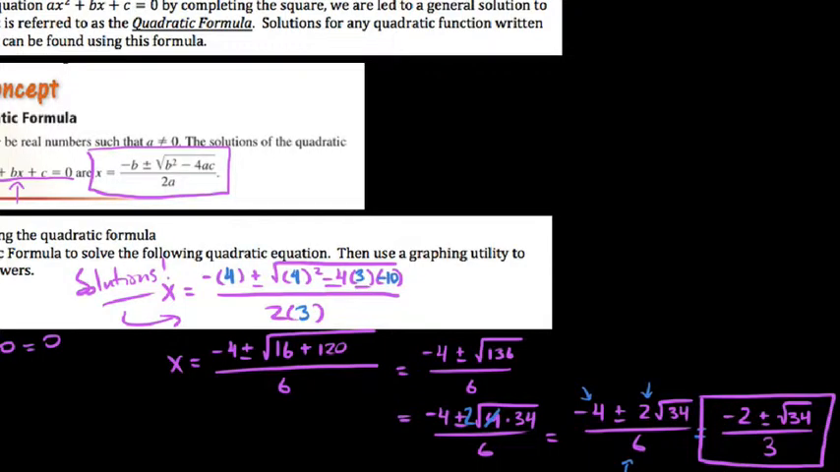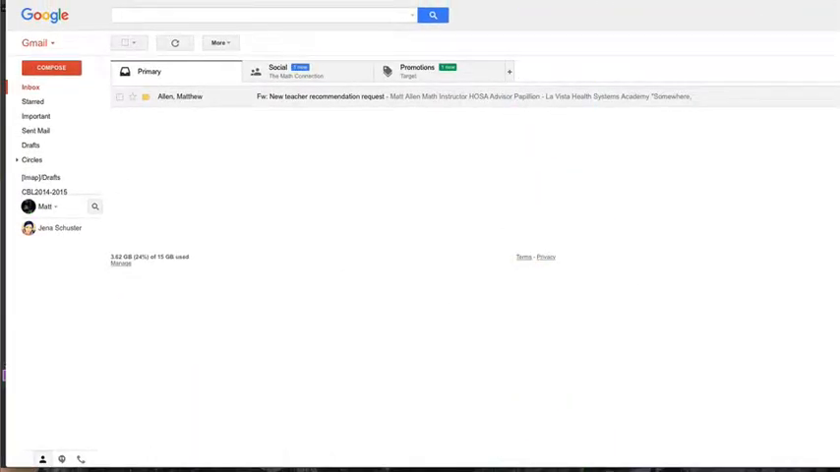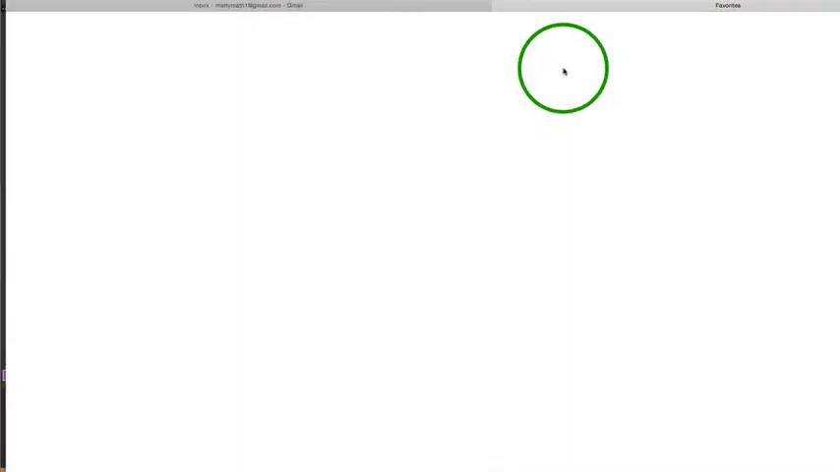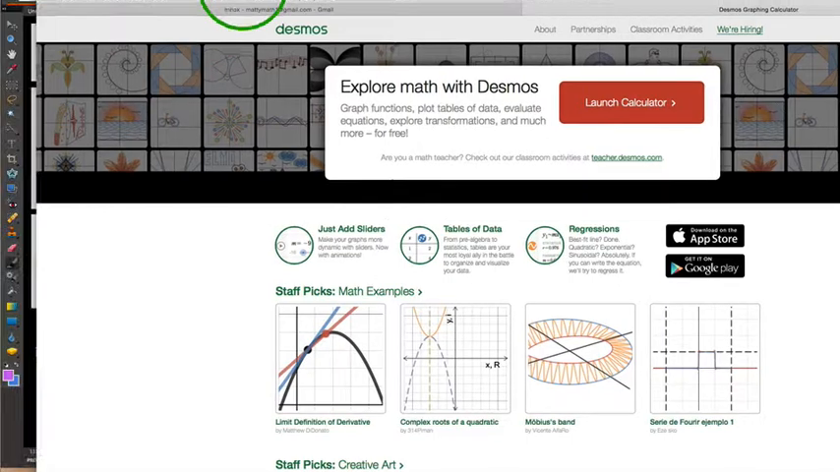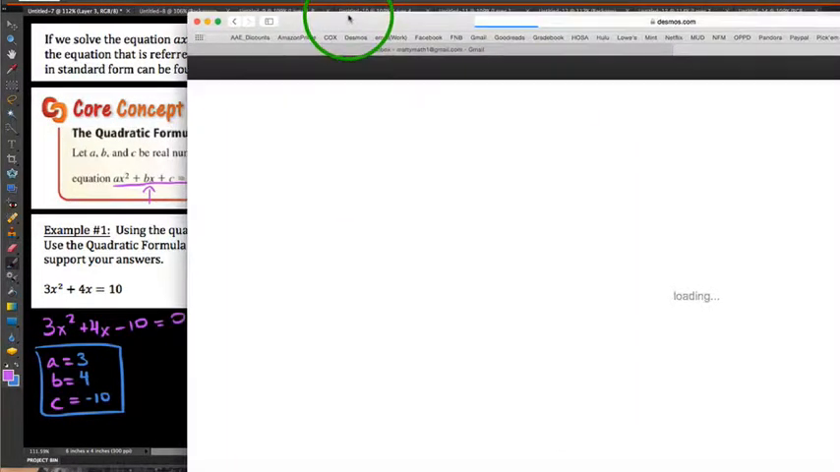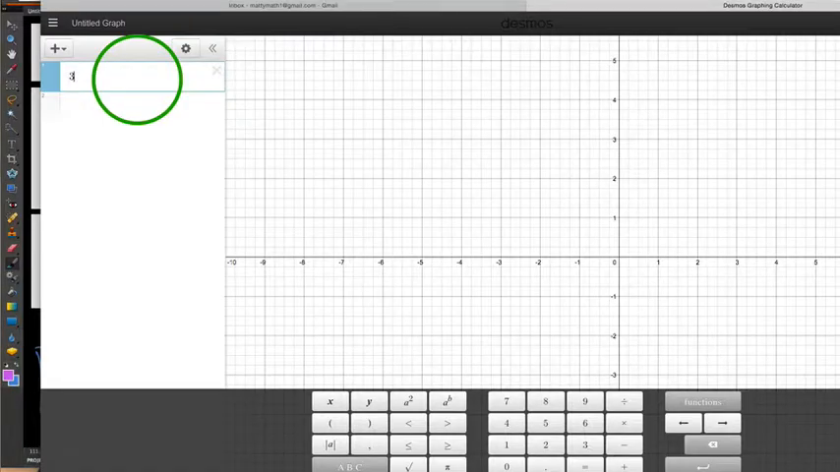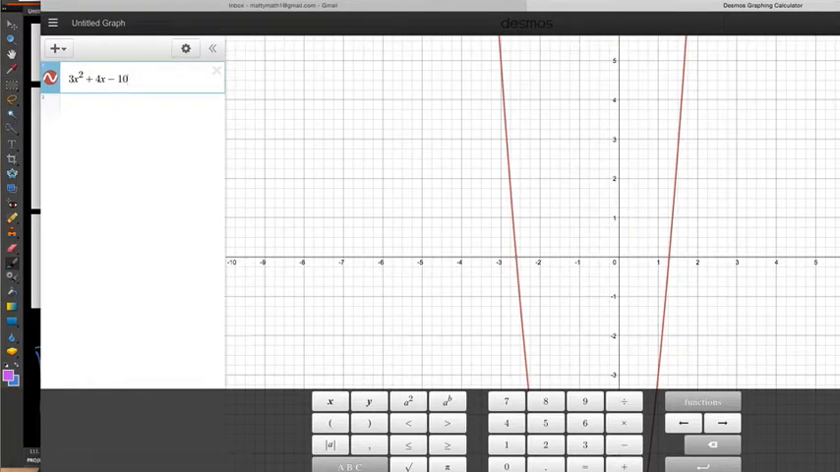So when I said let's justify this with a graphing utility, I'm going to cheat a little bit here. I'm going to use Desmos. And so we'll type in the equation that we were given in the first place. I just want to show you this here. Our beginning values are 3, 4, and negative 10. So this is going to be 3x squared plus 4x minus 10. And we get this parabola here.